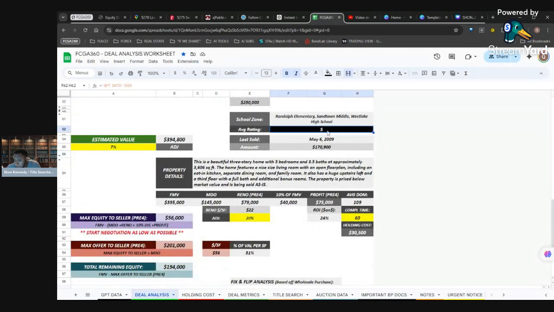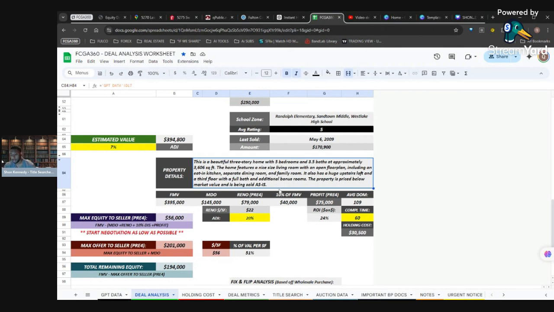It's an average school zone rating, last sold for $170 in 2009. This is a beautiful 3-story home with 5 bedrooms, 3.5 baths, and approximately 3,600 square feet. The home features a nice-sized living room with an open floor plan, including an eat-in kitchen, separate dining room, and family room. It also has a huge upstairs loft on the 3rd floor with a full bathroom and additional bonus rooms. The property is priced below market value and being sold as is.